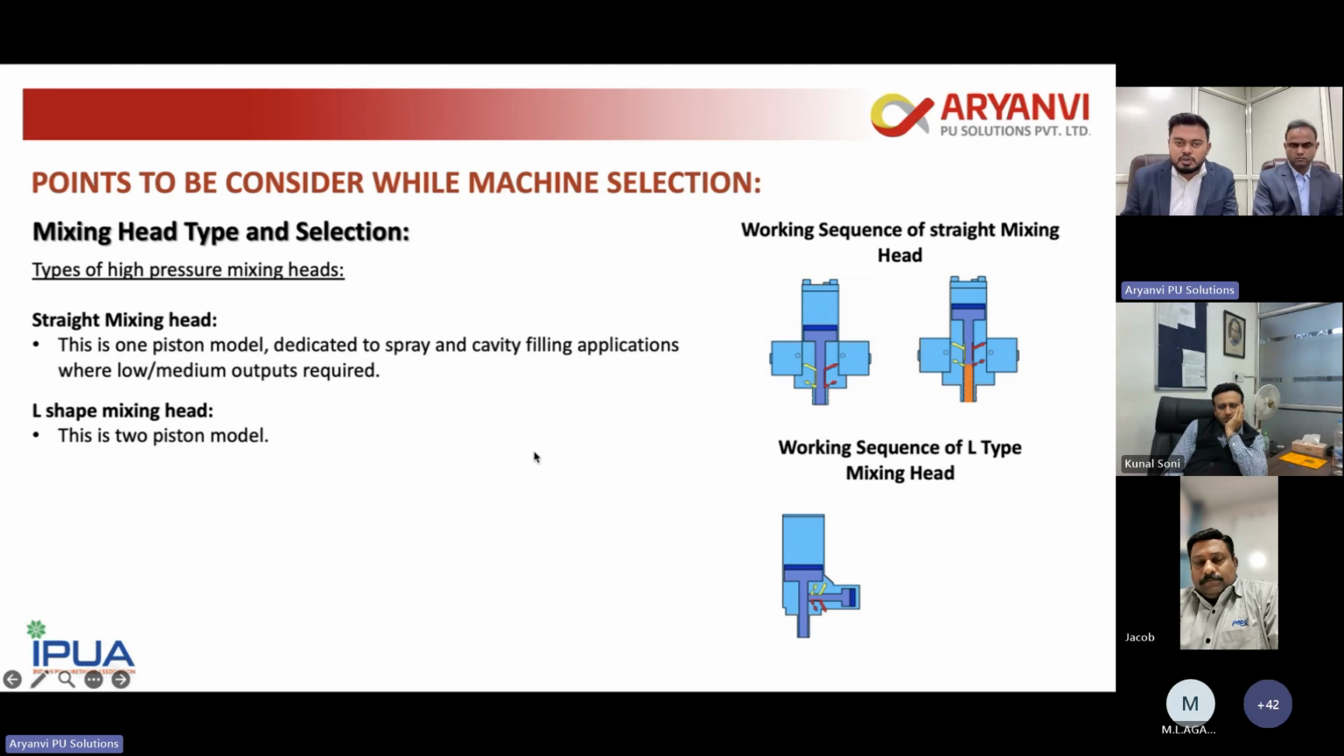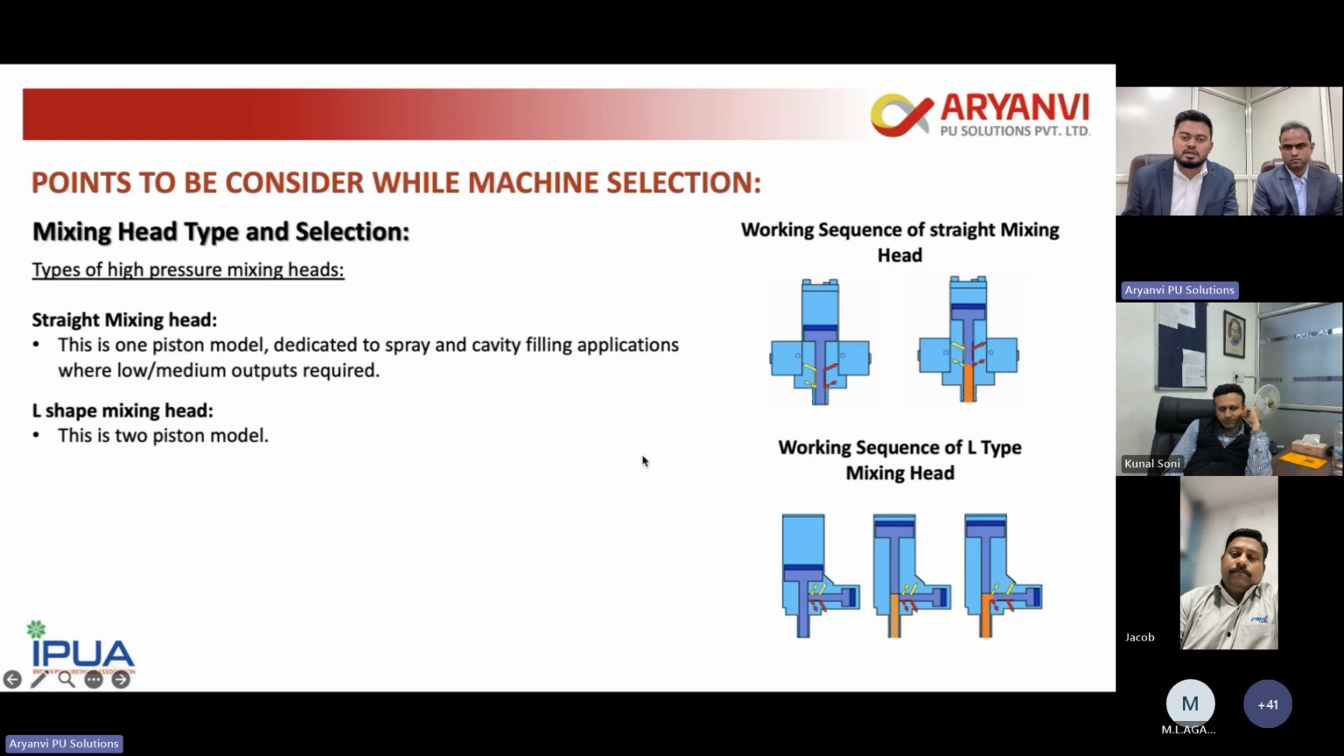Here you can see both the pistons are closed. Now one piston is open, the cleaning piston is open. Now it is ready for the pouring. The second piston is also open and now it is pouring. Once this pouring is done, it is closed by the pouring piston.